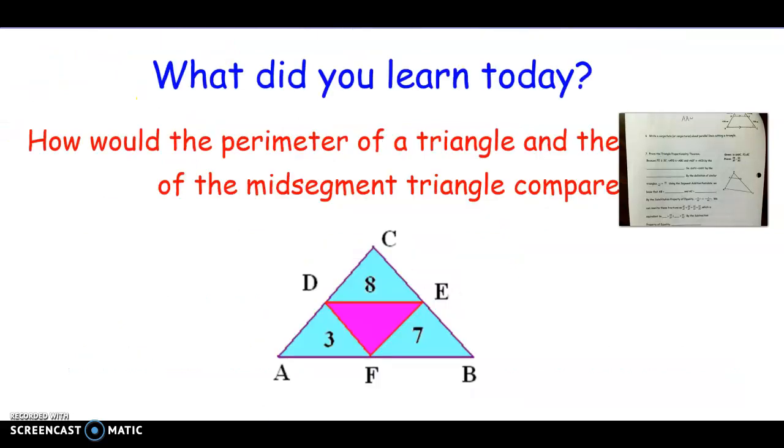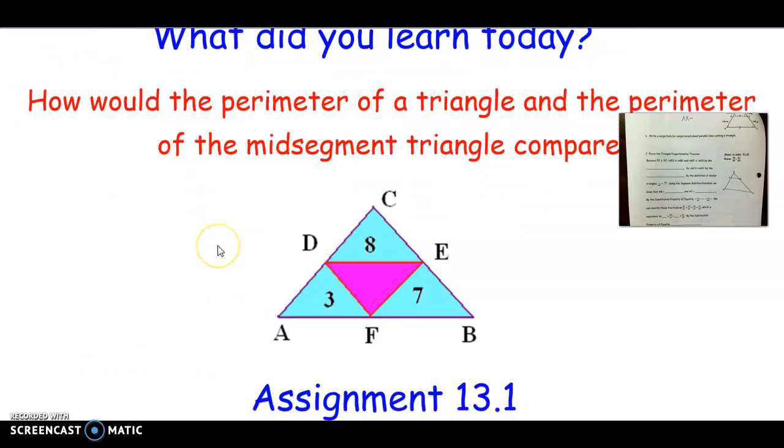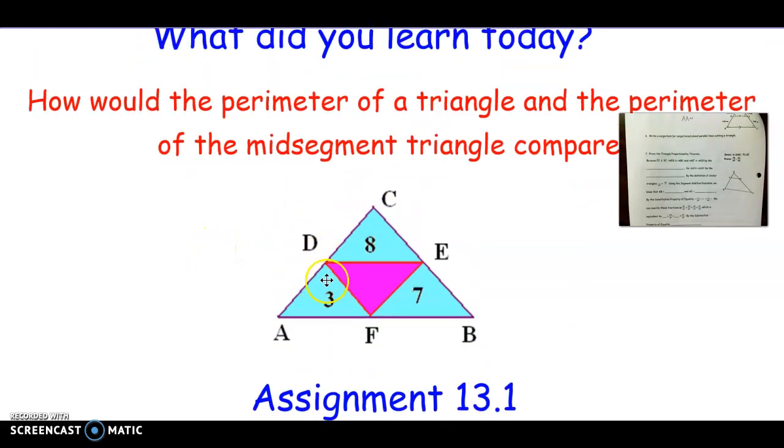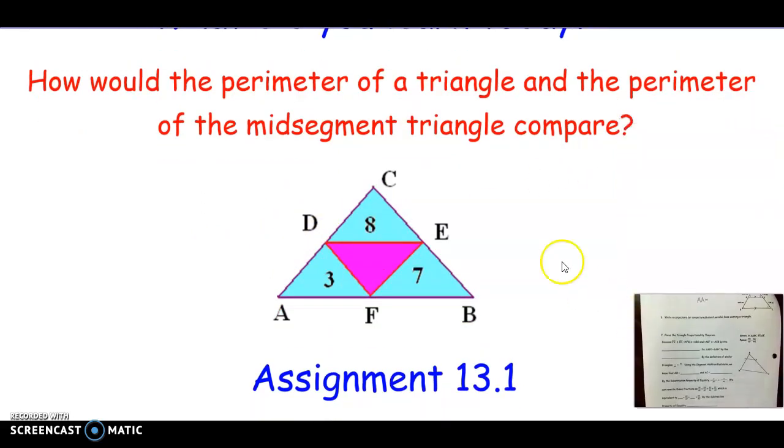Now, on your homework tonight, we'll go ahead and talk about this wrap-up question too. It says, how would the perimeter of a triangle and the perimeter of the mid-segment triangle compare? Remember, perimeter is just a sum of the side lengths. You're just going around the sides and adding them together. So it gives me the lengths of the mid-segments, and so I could easily find the perimeter of the mid-segment triangle by just adding 7, 8, and 3, which is 18.